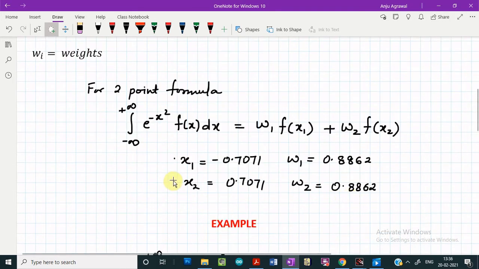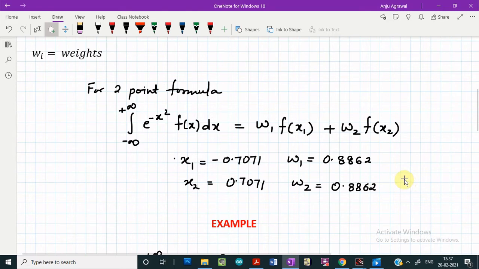If we are using n equal to 2, then the 2-point quadrature formula for this sort of an integral will be equal to the sum of two terms, w1 f(x1) plus w2 f(x2). Here w1 and w2 are the weights, and the values of the weights are given as this, and x1 and x2, the abscissa, are given as this. So these are the standard values which can be taken from the internet or from standard mathematical tables. I have taken these values from the internet, and these values are easily available.